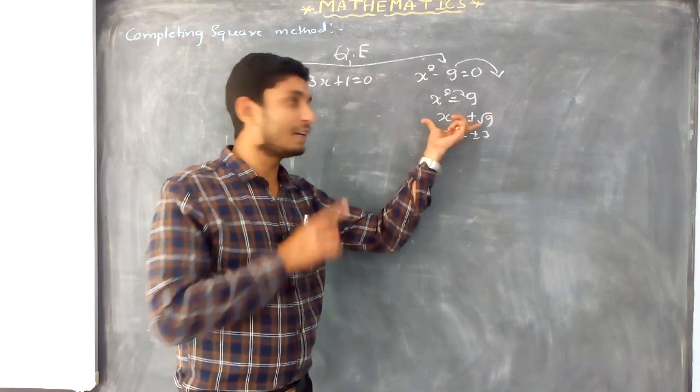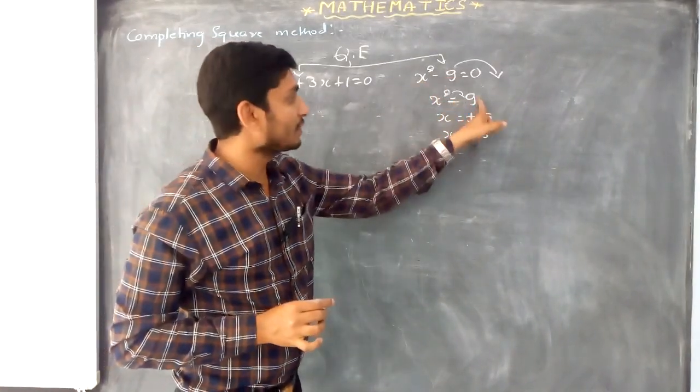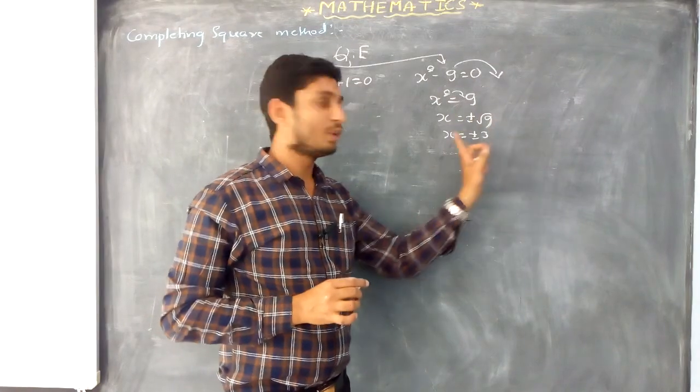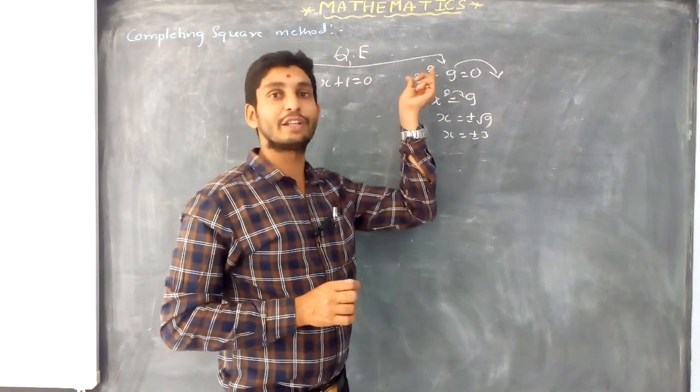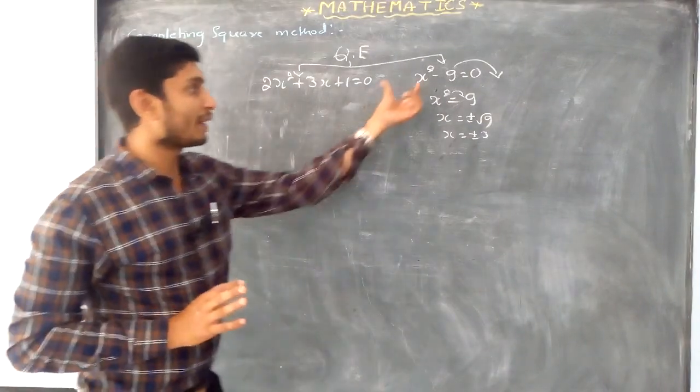Again, this is important. Again, it comes in completing square method. Then remember, when you send it to this side, it becomes plus or minus root 9. X equals, 1 root is plus 3, another root is minus 3. Now, see this one over now.